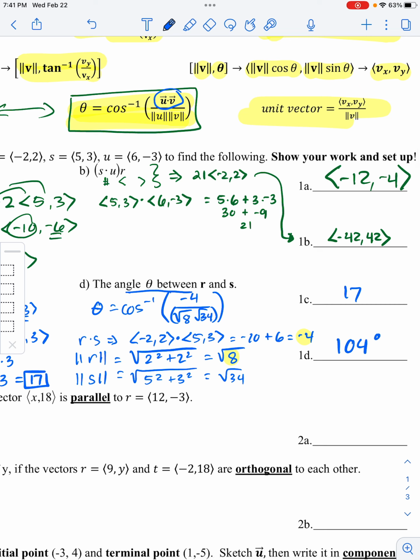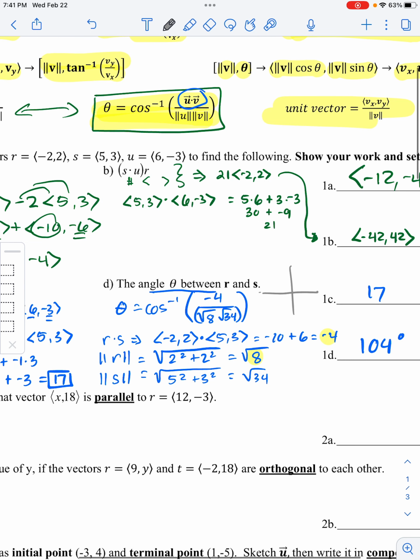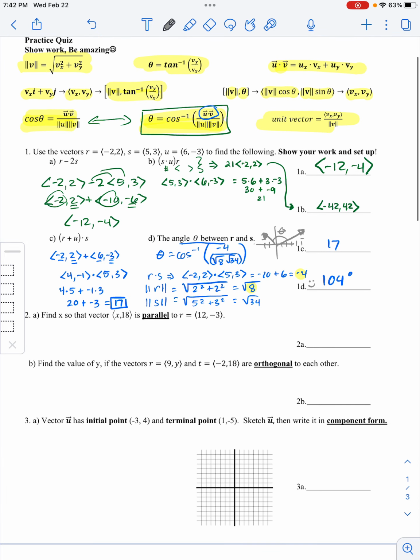And keep in mind, you could sketch these and see if it makes sense. So here's me up here. R is -2, +2. So this is vector R. And then vector S is 1, 2, 3, 4, 5, 1, 2, 3. So this is vector S. So this is theta. 104 makes me happy because that seems logical given the drawing of the two vectors.